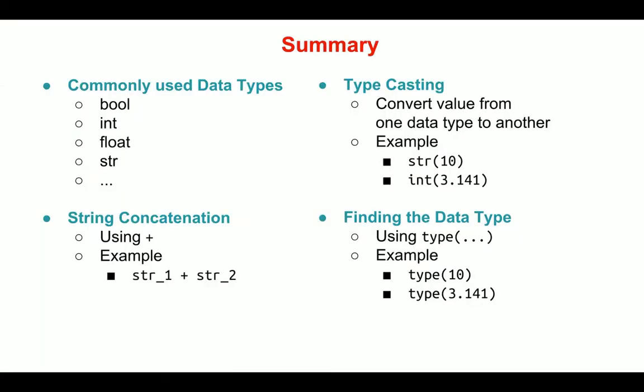With that, we come to the end of this tutorial. Here I have summarized the 4 key concepts covered. We started with commonly used data types, then we went on to combining strings using the plus sign. Later, we learned how to convert or change data from one type to another. And finally, we explored how to find the data types.